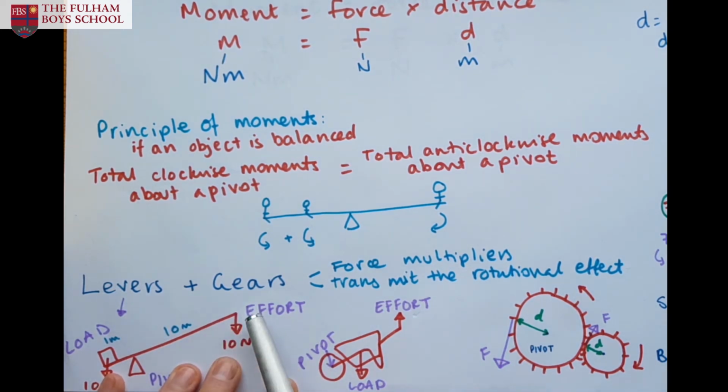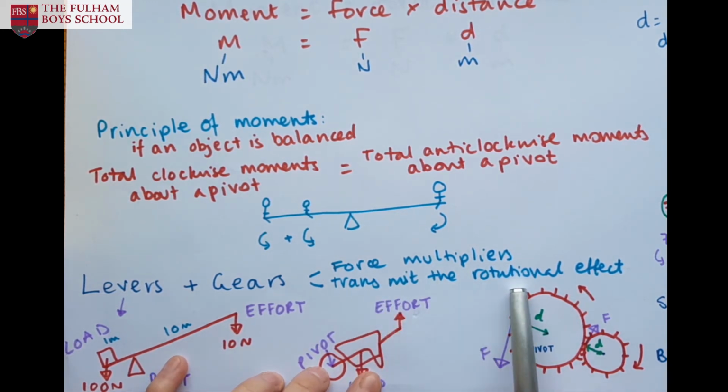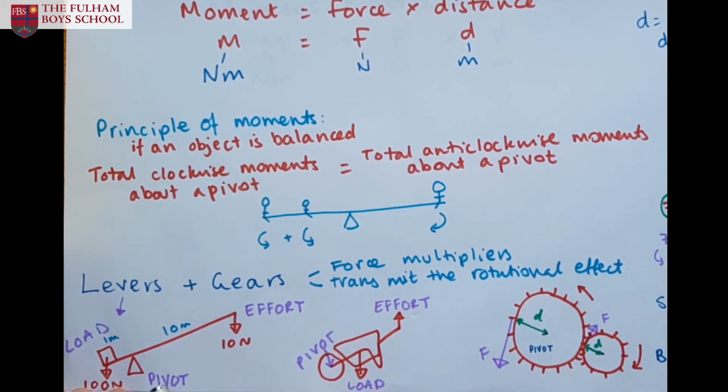Right. The last bit on this is levers and gears. So a lever and a gear are things that are force multipliers. So you put in a smaller effort, you get out a bigger effort. You put in a smaller force to get out a bigger force, and they also are things that transmit the rotational effect of a force. Levers typically have a load, a pivot, and an effort.